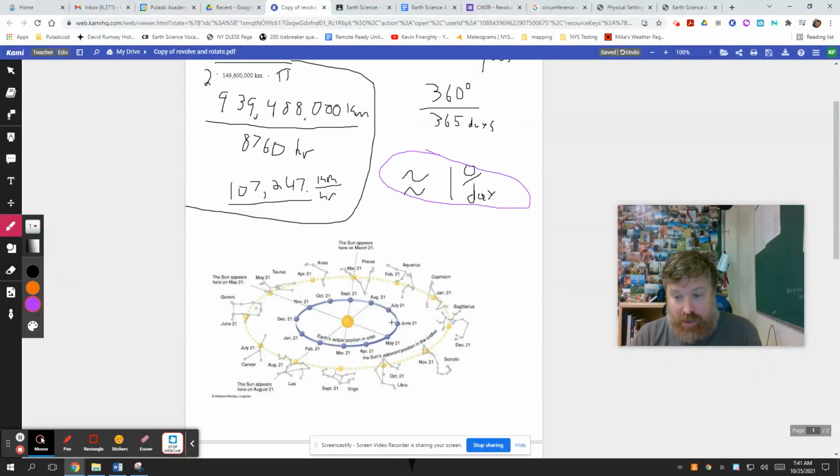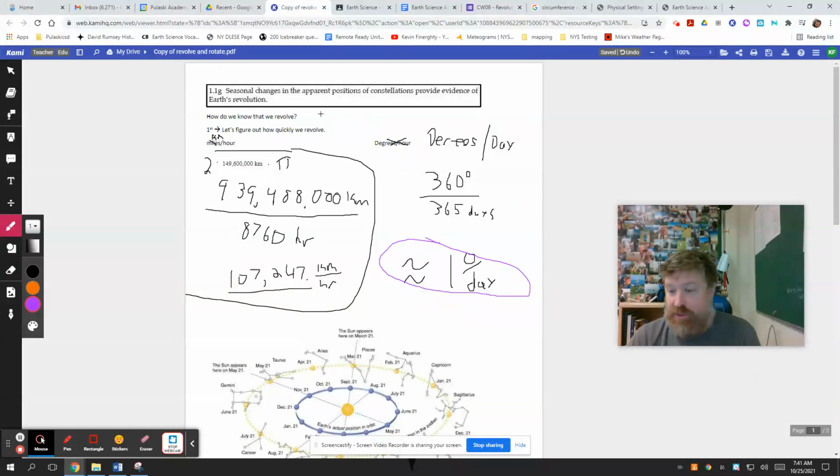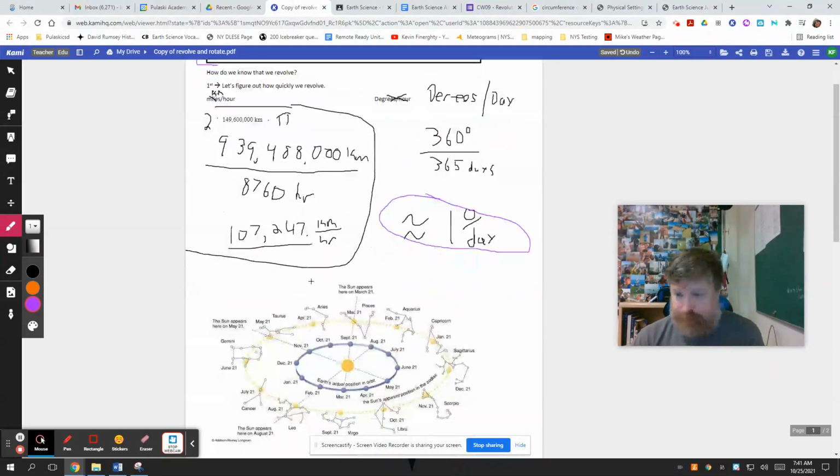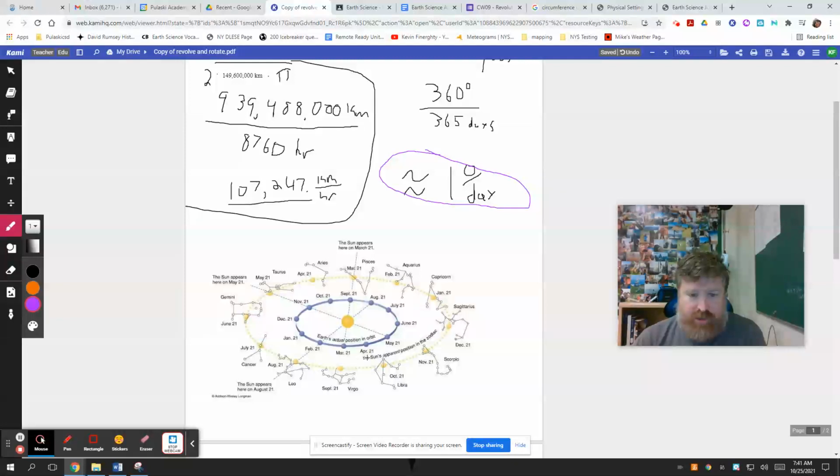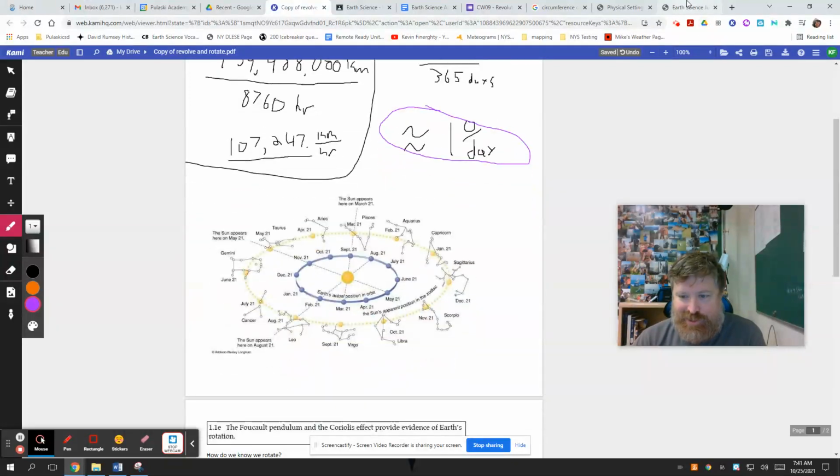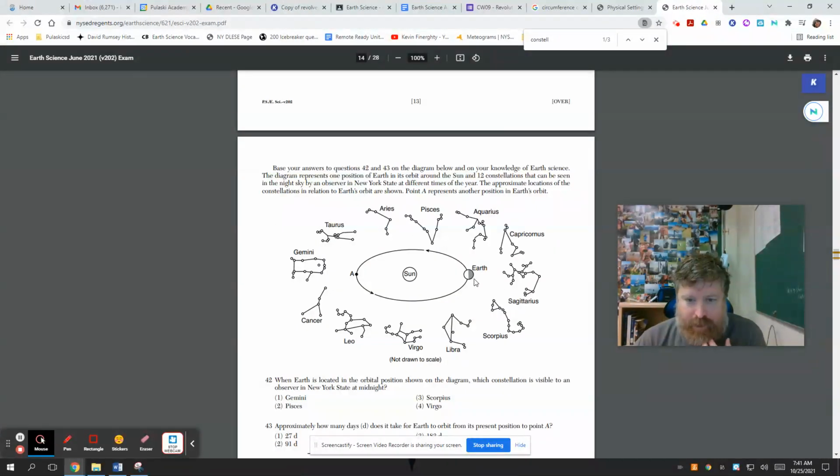All right. What they will ask a lot, and what the classwork that you're going to do at the end of this note set is going to come at you with, is this idea right here, 1.1G, out of the standards. Seasonal constellations and the apparent positions of constellations provide evidence of Earth's revolution. How did we figure out that we're actually taking this trip around the sun? So what we got here, I wish I just used this diagram. Now that I found it, it's better.